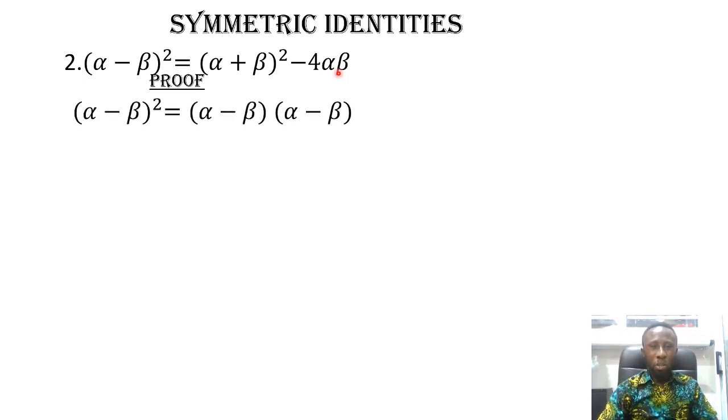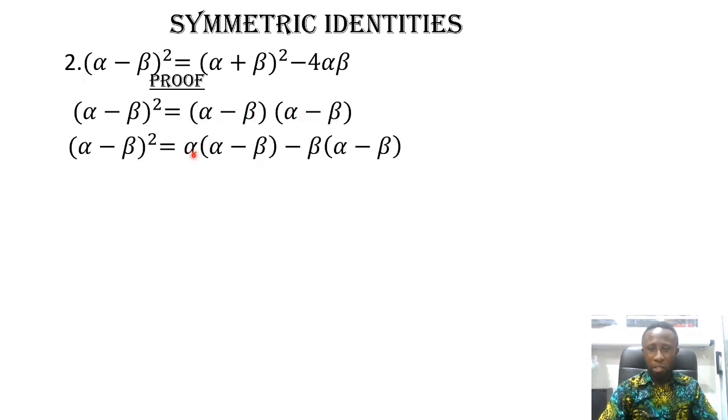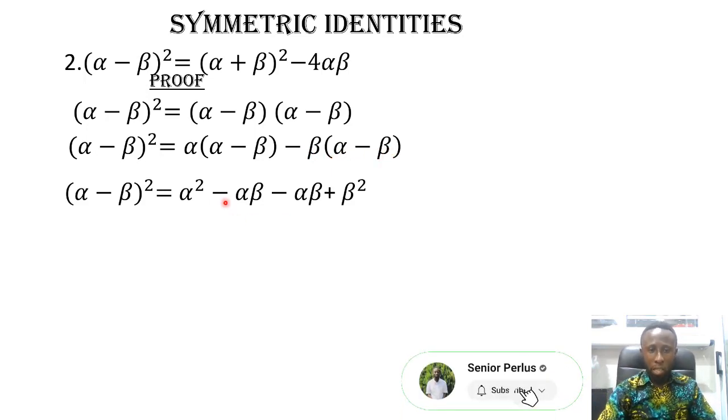Now, we know that alpha minus beta square is the same as alpha minus beta times alpha minus beta. So we are using the distributive property. Alpha times the whole of this, negative beta times the whole of this. So we get alpha square, then negative alpha beta, negative beta alpha, then negative beta times negative beta. We get what? Positive beta square. This is what we get. If you simplify this, we get this one.